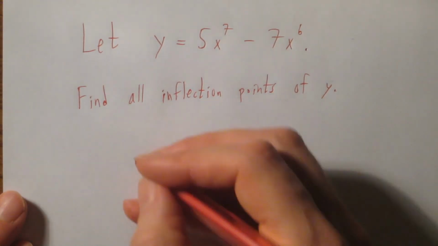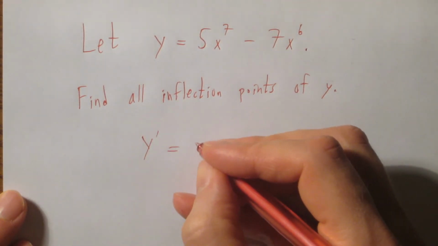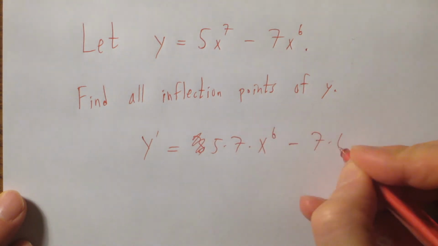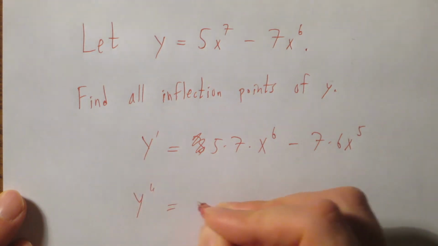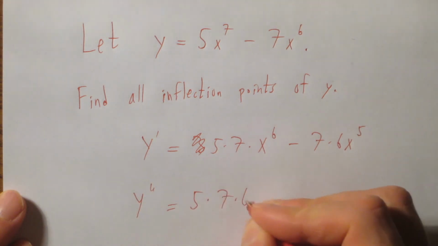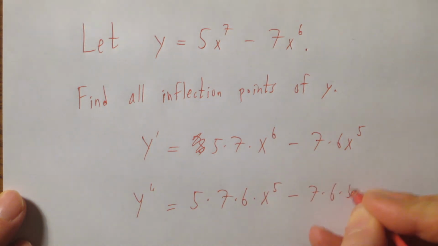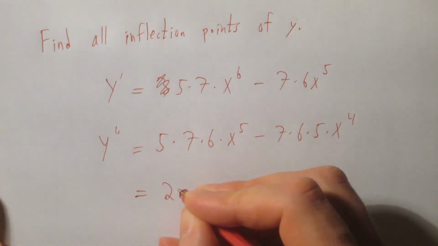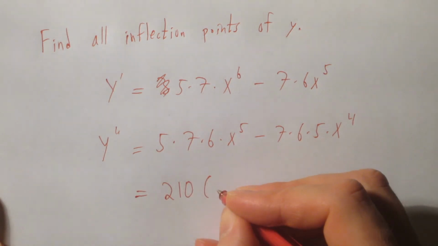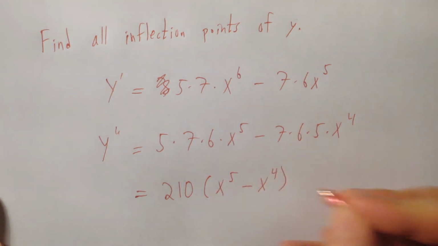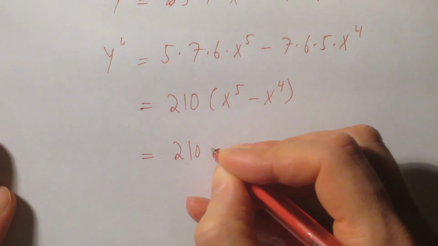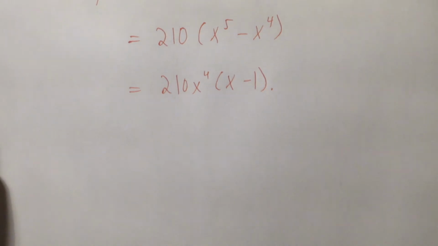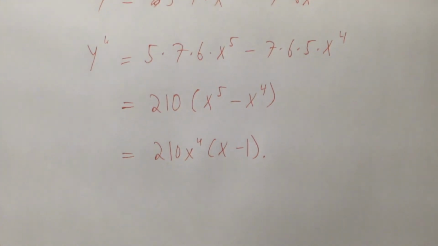So for our function y prime is going to be 5 times 7 times x^6 minus 7 times 6 x^5. Y double prime is going to be this, and now you can see kind of why I chose y the way I did, because we get a simple factorization. Naturally we can break out x^4 here. So that's finding and factorizing y double prime, the second derivative.